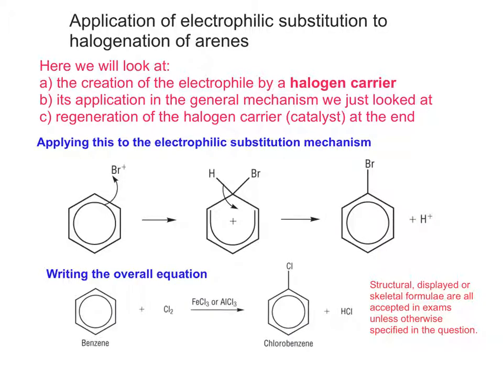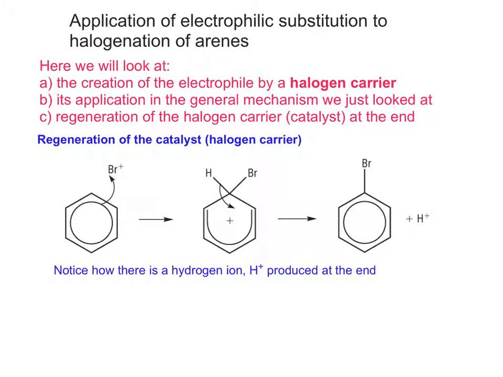So if you're asked to write the overall equation, you can actually use structural, displayed or skeletal formula, provided you're clear in what you're doing. If they actually ask you for a particular type of formula, then obviously you've got to follow the instructions and there'll be marks available for that. But you can see where you'd put the identity of the halogen carrier. If you were to do an overall equation, you put it above the arrow. The reason is because it's behaving as a catalyst, because it's regenerated. So we'll look now at how it's regenerated, therefore how it behaves as a catalyst.